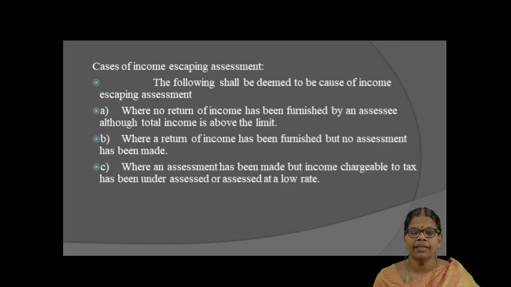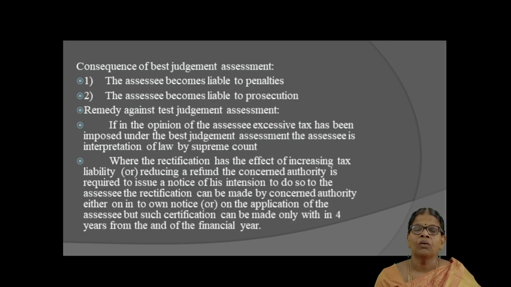The following are the cases in which income escaping assessment is carried on. Number one, no return of income has been furnished by the assessee. Where return of income has been furnished but no assessment has been done. Where the assessment has been made but income chargeable to tax is under-assessed. What are the consequences of best judgment assessment? The assessee becomes liable to penalty, prosecution, etc.